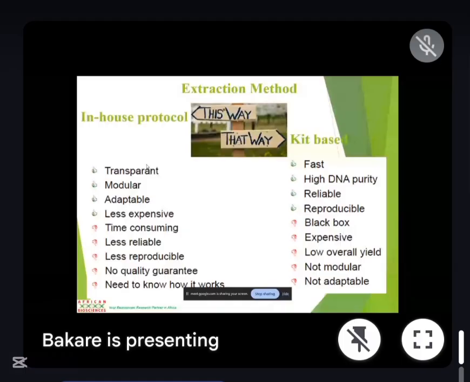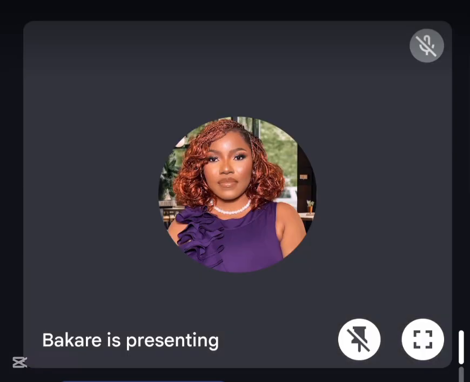I just want to waste my time, my money, my resources, because it's not going to work, because the yield is not as great as the kit-based. There is no quality guarantee. And you also need to know the principles behind extraction before you can use your in-house protocol. So that's the difference between the two.